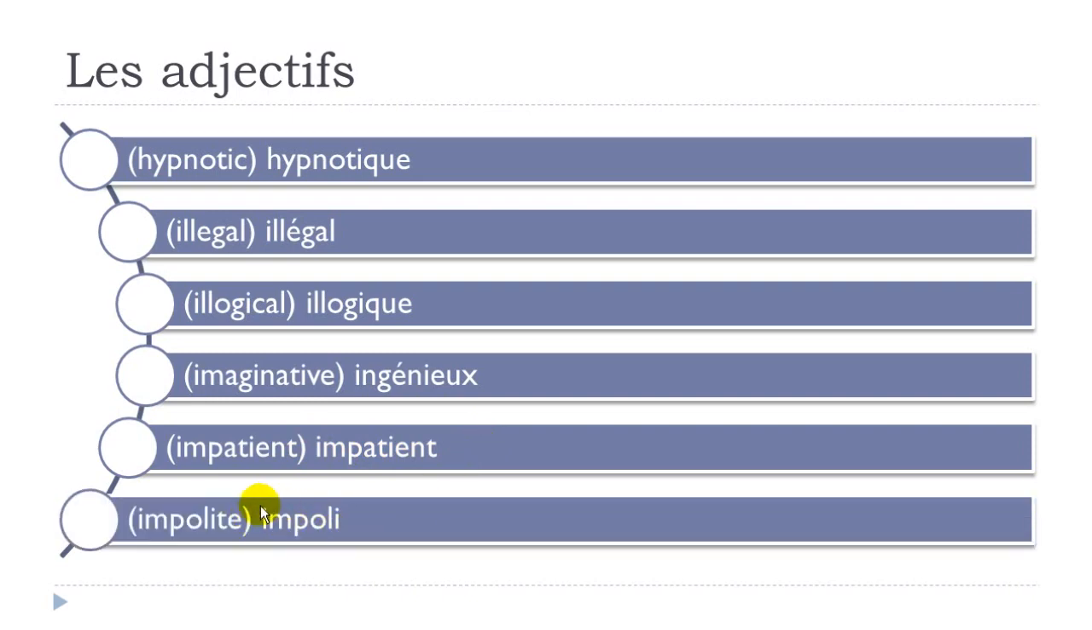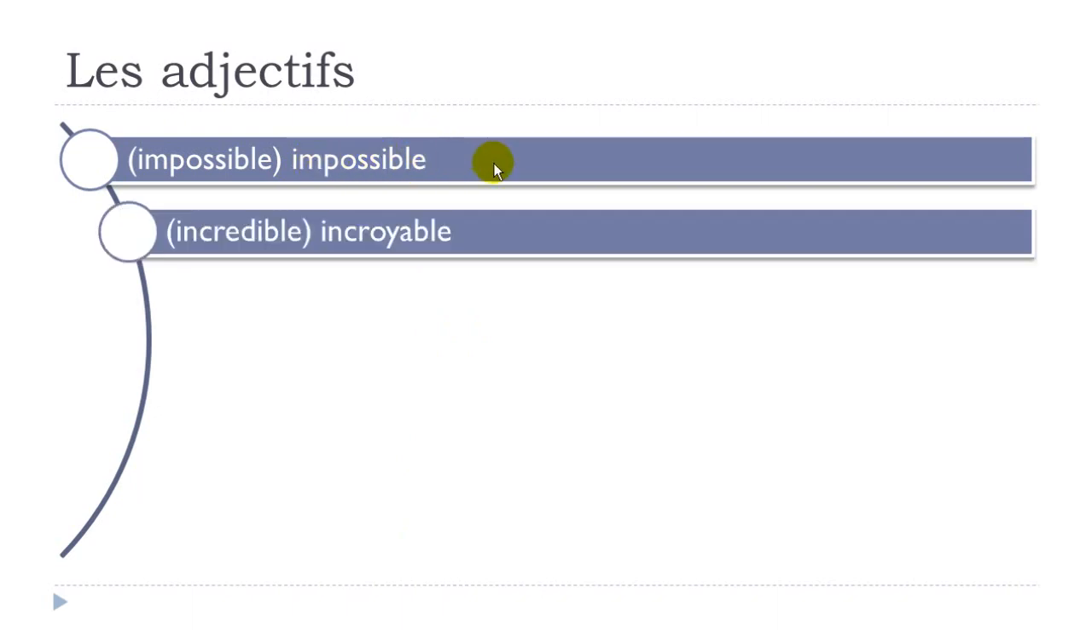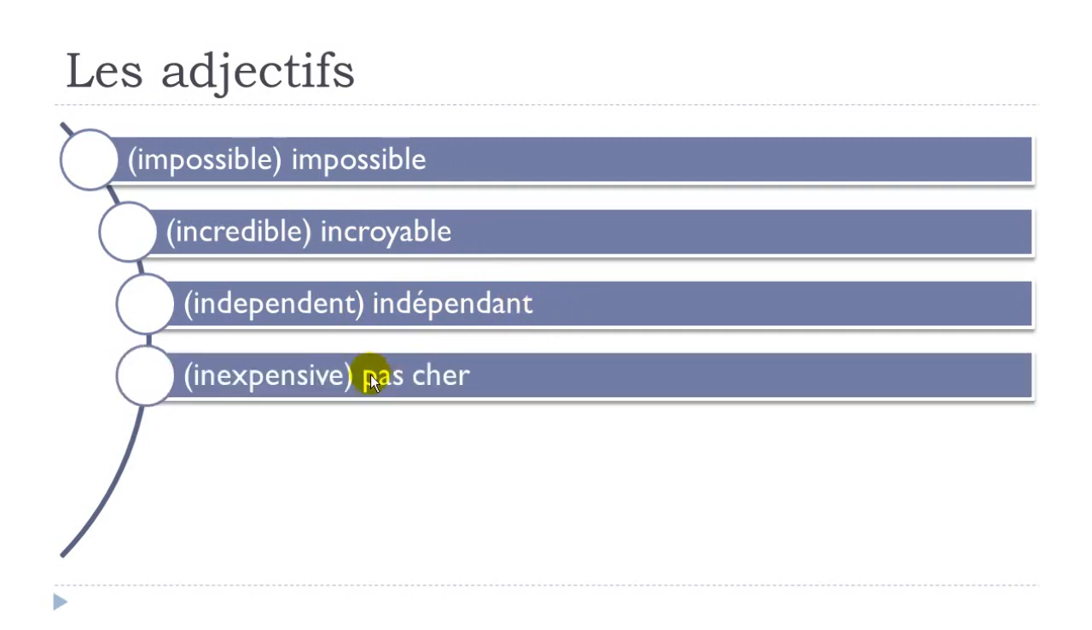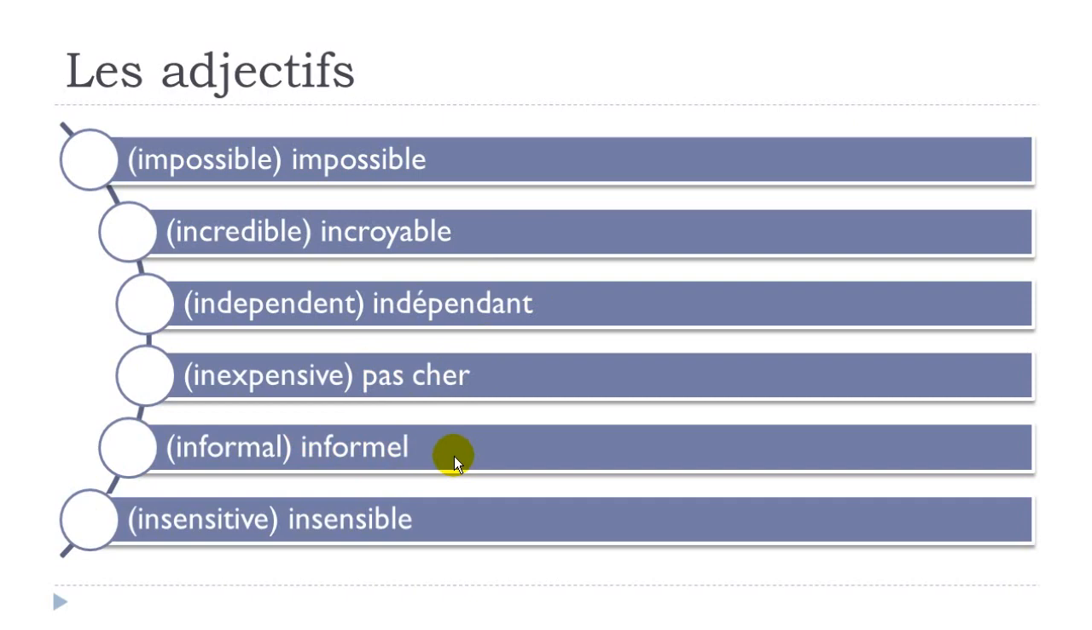Impoli, okay, remember, I-M and then a consonant after, so nasal, impoli. Impossible, don't insist on the final E, impossible. Incroyable, okay, same thing here for the final E, don't pronounce it, so incroyable, incroyable, incroyable. Indépendant, final T not pronounced. Pas cher. Informel. Insensible. Okay, final E not pronounced. Insensible. Insensible.